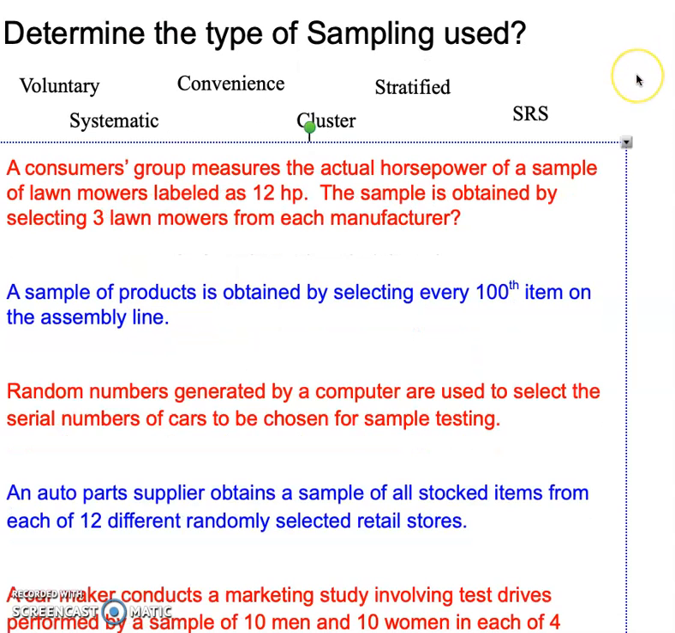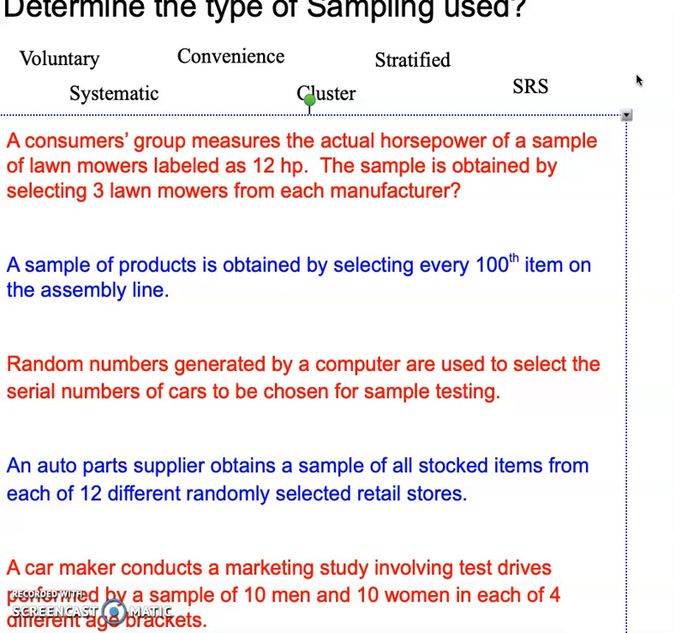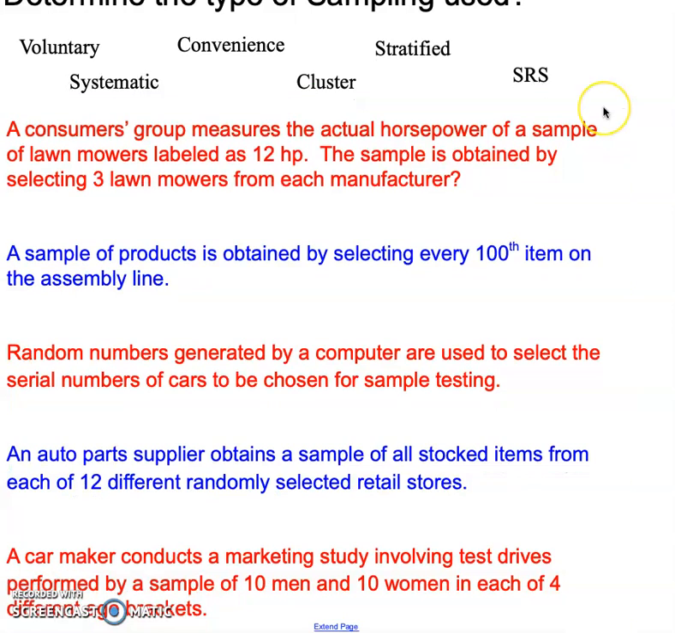All right, take a little practice here. Look at the examples below, pause the video, see if you can figure out which sampling method was used for each one of the scenarios below. When you're done, play again. I'm going to go out of order on this one.